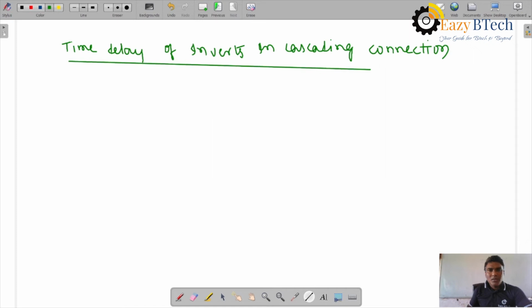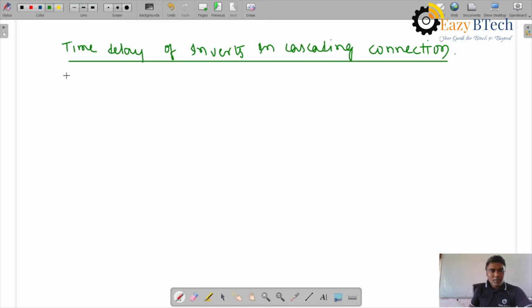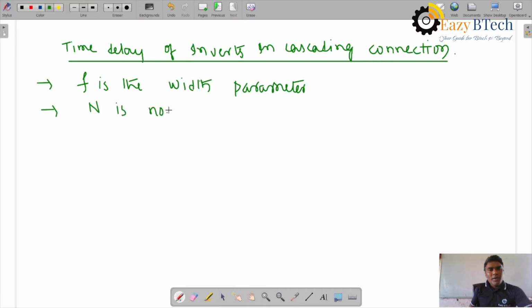Width parameter is increased. Now let us see this one. Here F is the width parameter, right? N is the number of cascading connections. F is a width parameter.